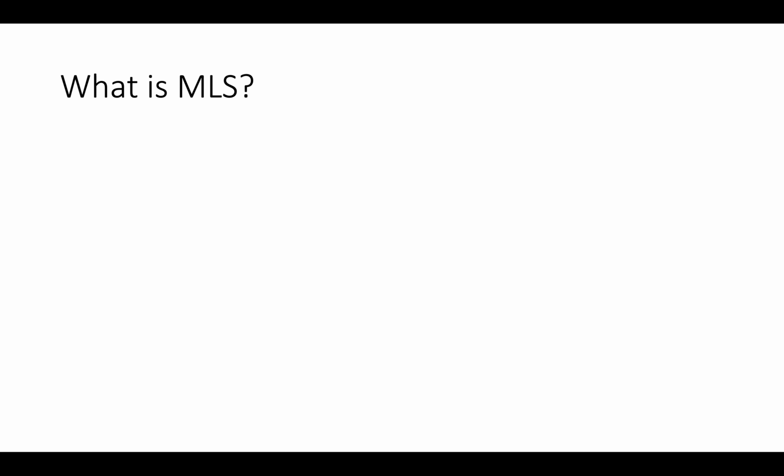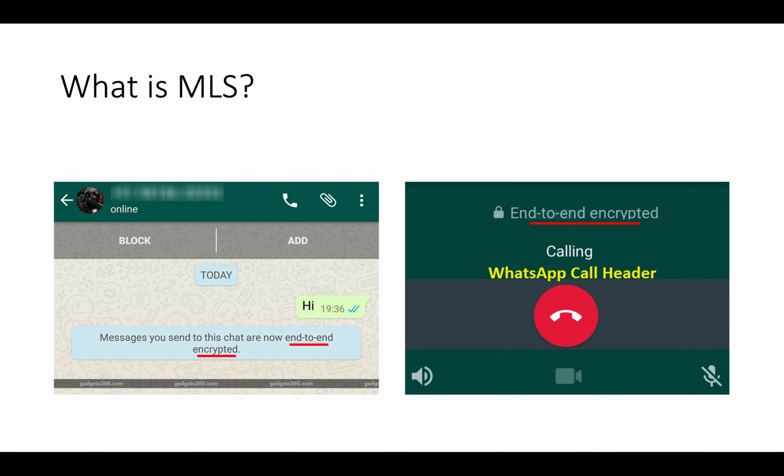What is MLS? MLS looks like a new term, but not really. We know WhatsApp is providing end-to-end encryption, and so are a few other apps. Right now, everyone is using a proprietary protocol to achieve end-to-end encryption. Like WhatsApp is using the Signal protocol, and everyone has some limitations. Like in WhatsApp, you can keep only a limited size of group.